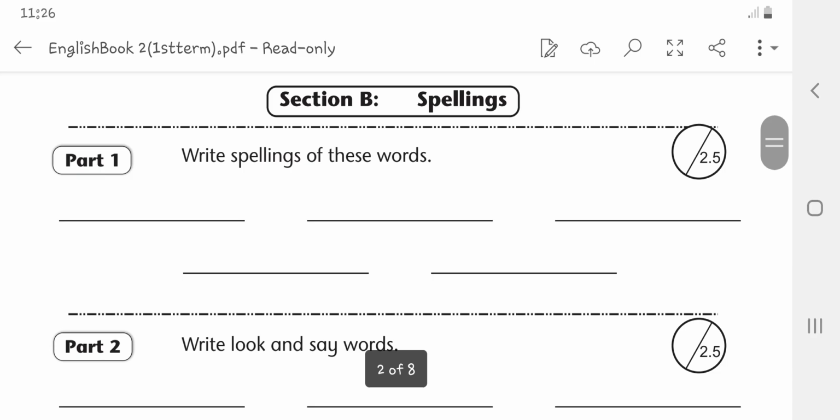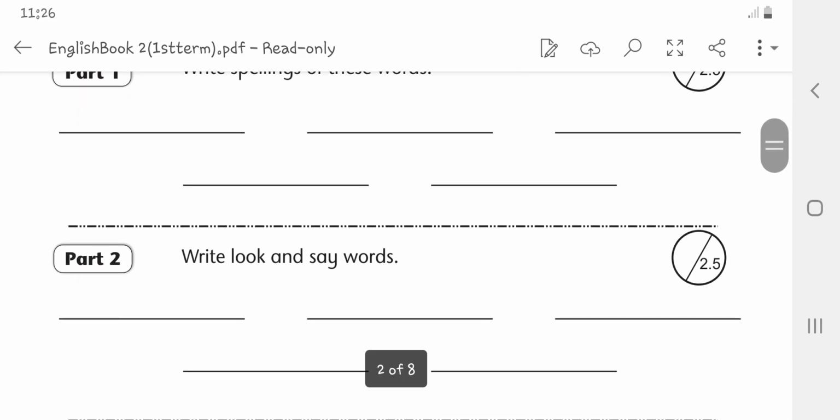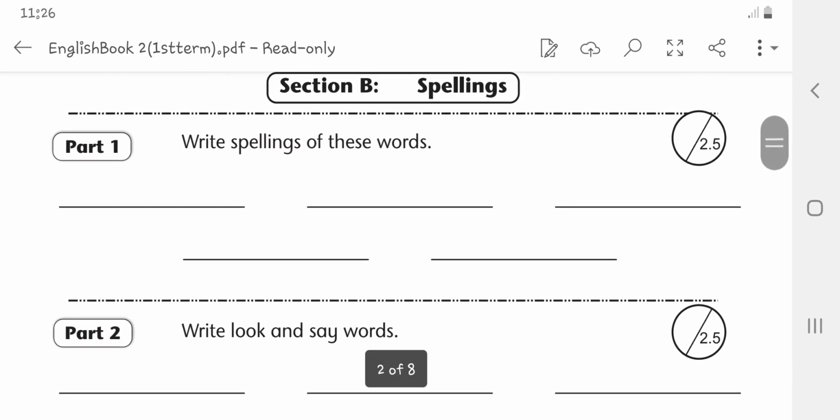Section B comprises spellings. Part 1 is write spellings of these words. These are easy words. The list is given at the end of this paper. When I share the teacher's guideline with you, I will share the list of these words. Part 1 comprises phonetic words.